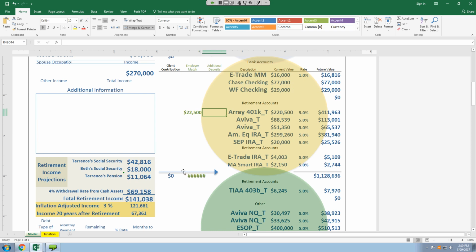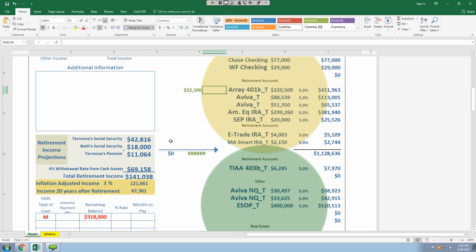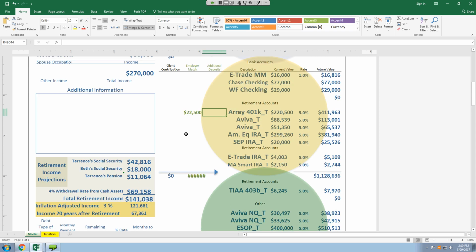So this model is not only a really good visual, but it's so user friendly. I made it simple enough so anybody could use it, and if we have numbers here and numbers there, it just changes everything for you. And so you can answer somebody's questions about, hey, can I retire at this age? Can I retire at that age?